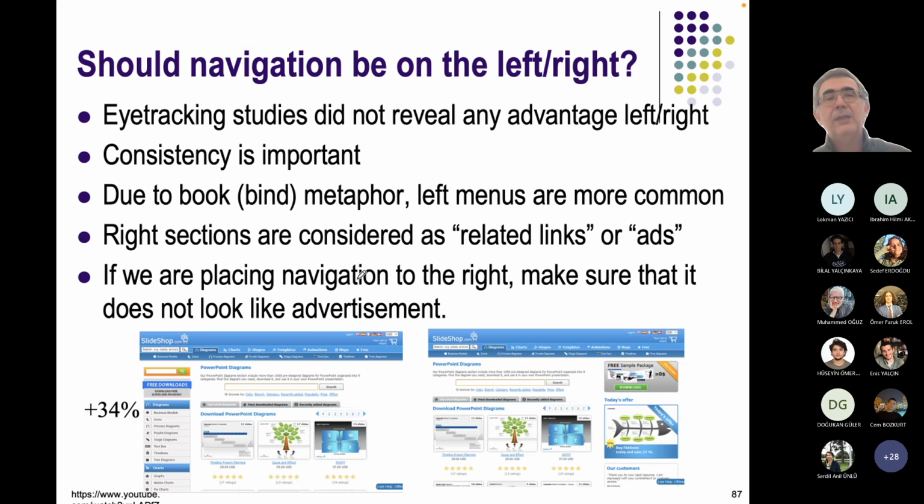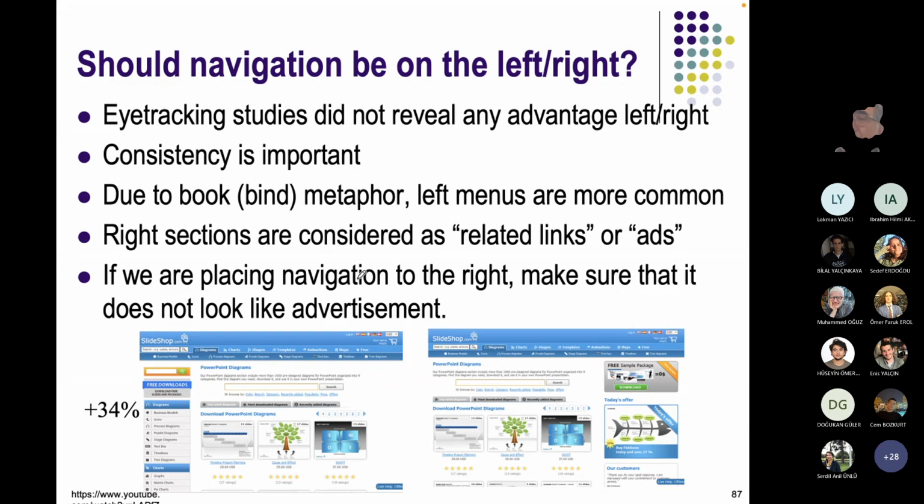So should navigation be on the left or right? In terms of performance, there is no difference, but try to be consistent. Due to book metaphor, because we have the books bind from the left, left menus are more common. People expect menus being on the left because we are coming from the written text society with the books. Right sections are conceived as related links or ads.